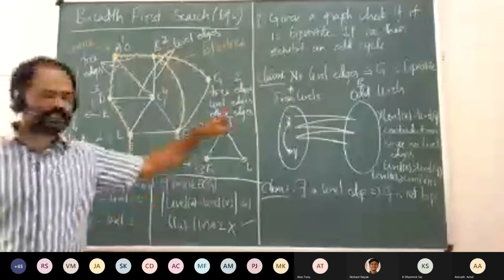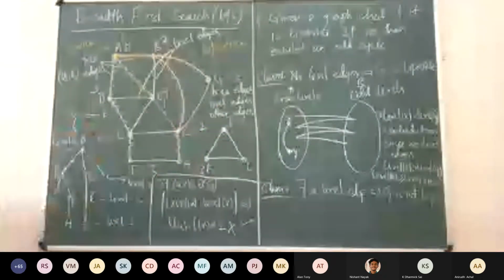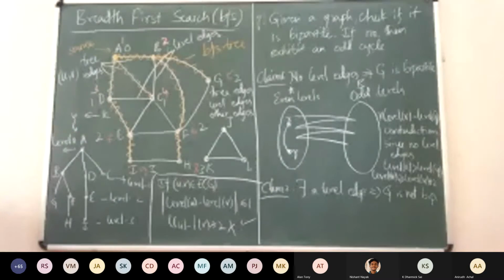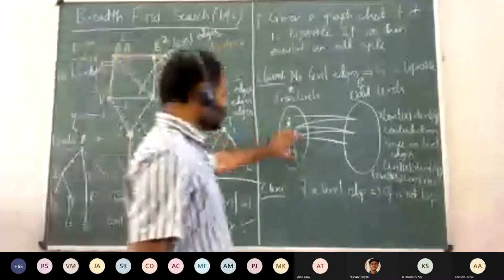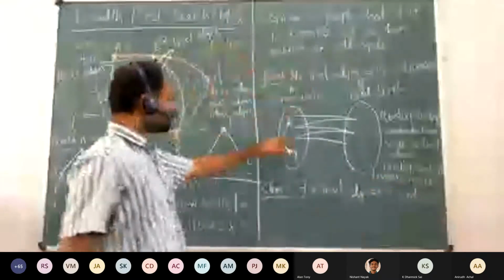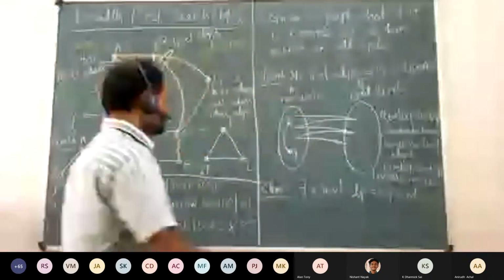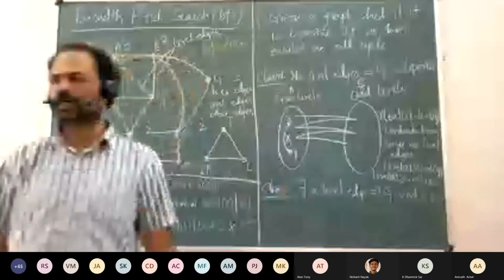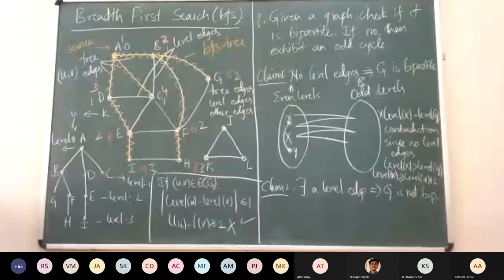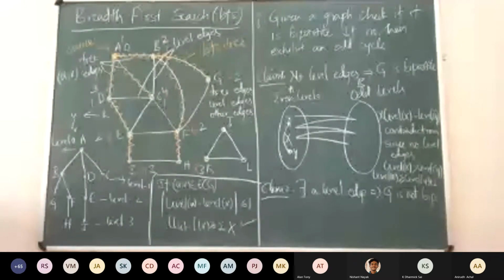Because if xy were an edge, their levels should differ by at most 1. So we have assumed that there is an edge xy, but the levels differ by at least 2, which means that our assumption that there is an edge xy is wrong. So such an edge cannot exist, right? Is that fine, Alan?